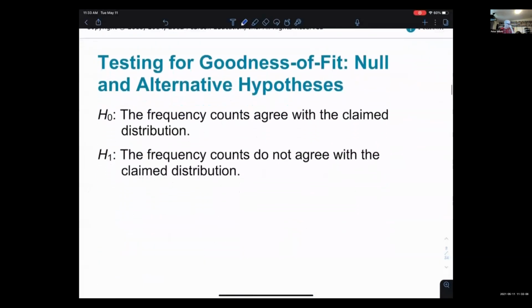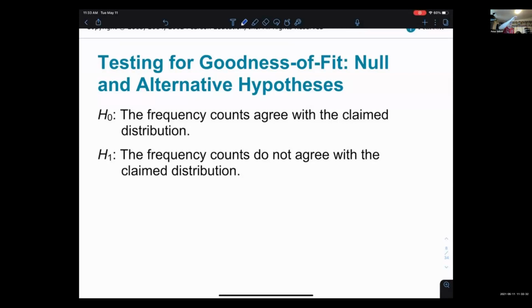All right, so let's get toward the test a little bit here. Again, the null hypothesis will always have to do with equality. So in this case, that translates to the frequency counts agree with the claimed distribution. Again, it doesn't have to be exactly equal, but the idea is if it's not very far from equal, then you can't reject the idea that they could be equal.